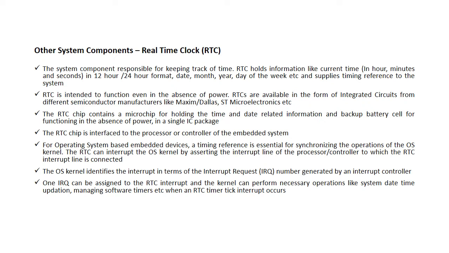The operating system kernel identifies the interrupt in terms of the interrupt request number generated by an interrupt controller. One interrupt request signal can be assigned to the real-time clock interrupt, and the kernel can perform necessary operations like system date time updation, managing software timers, etc. when a real-time clock timer tick interrupt occurs.